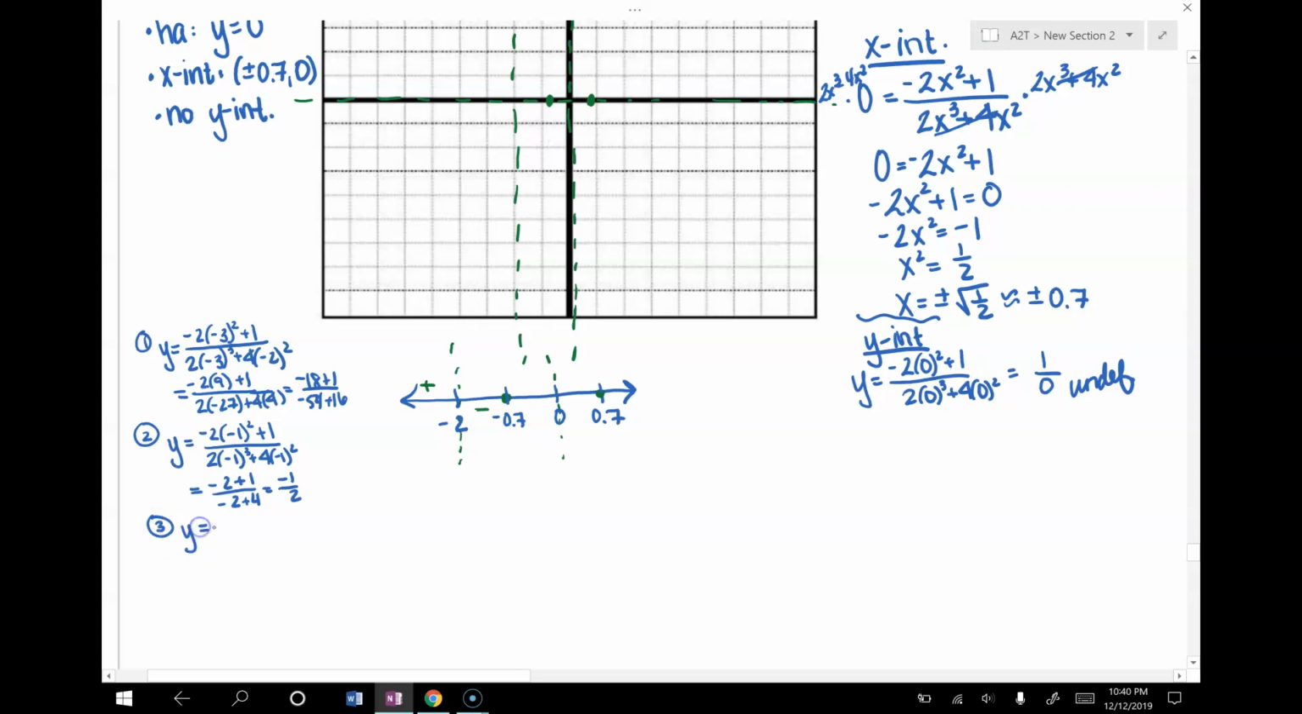So y is equal to negative 2 and then negative a half squared plus 1 all over 2 times negative a half. Are we having fun yet? And don't lie and say you're not. Of course you are. This is fantastic.